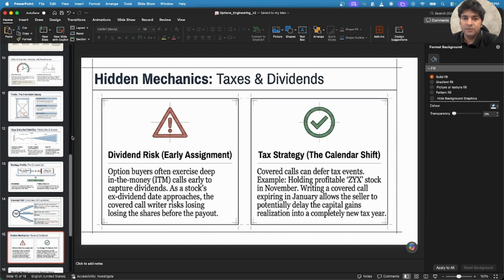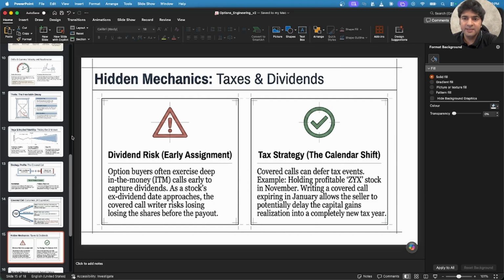All right, so now we have to discuss some of the hidden mechanics, that is, taxes and dividends. Dividend risk: option buyers usually exercise deep in-the-money calls early to capture the dividend. As the stock's ex-dividend date approaches, the covered call writer risks losing the shares before the payout.